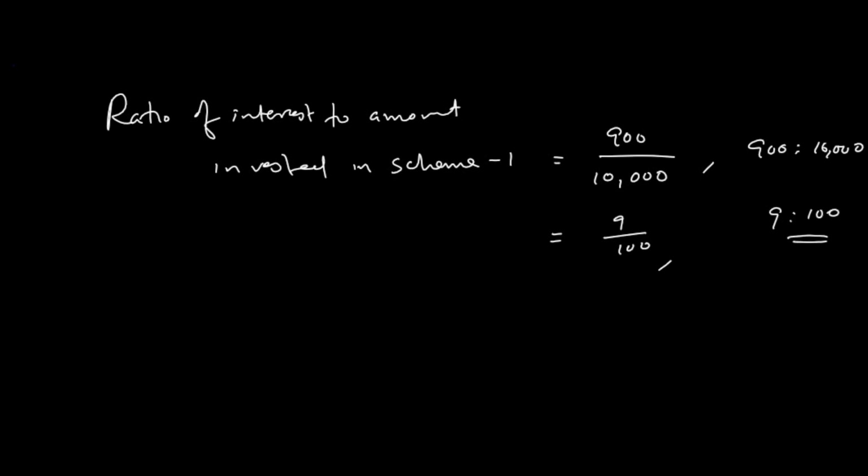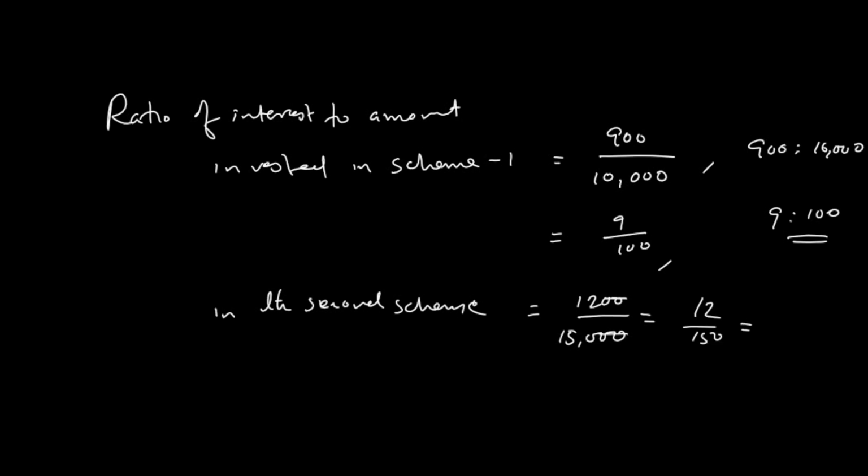Okay, and so the answer. Now, in the second scheme, let us write that's equal to 1,200 rupees for 15,000. Therefore, on cancellation, it will be 12/150. 12/150, it is 3 into 4 by 3 into 50. Therefore, it is 4/50.